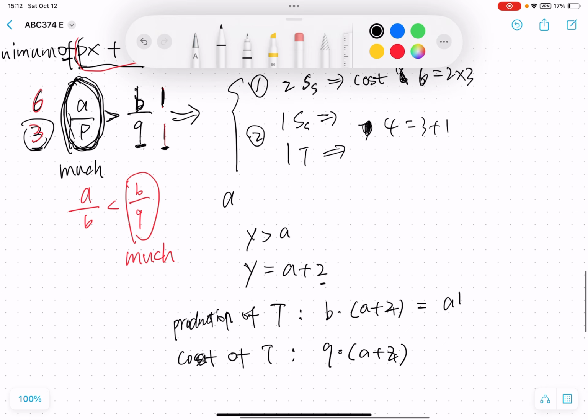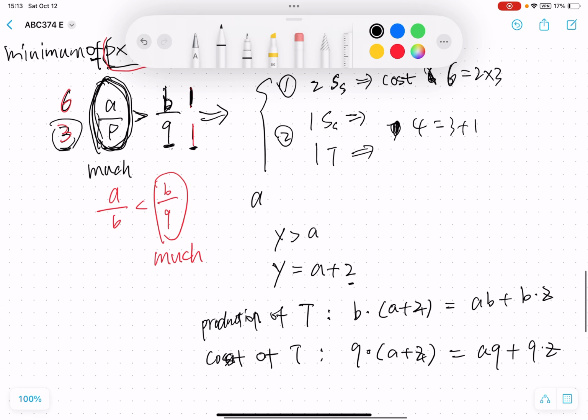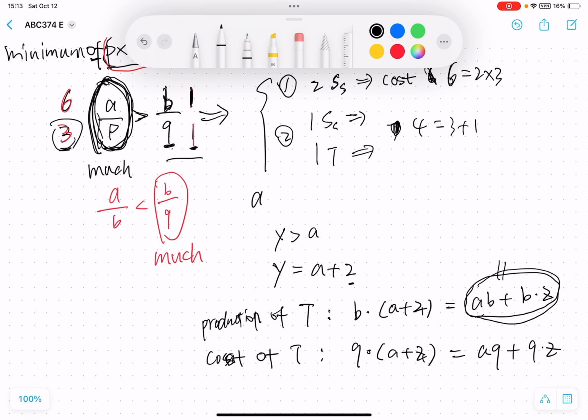It equals AB plus BZ and AQ multiply Q multiply. This is not the best situation, because if we produce this production capacity by machine T, we can produce this by machine S, because S has better ROI.